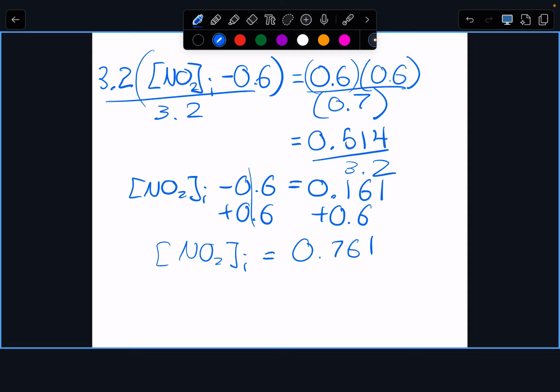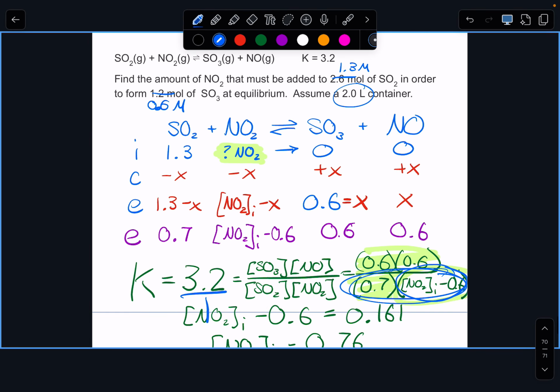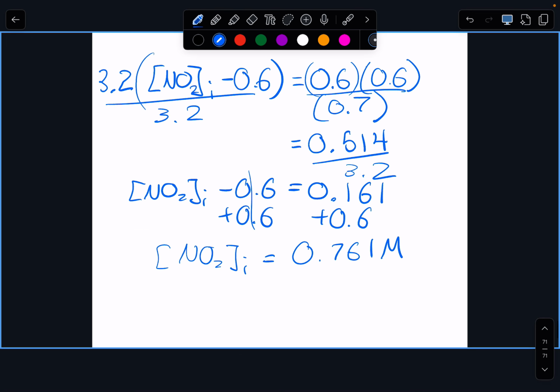But since it's 2 liters, would you multiply by 2? It says the amount. So if the amount was listed as moles, then yes, you would have to take this and say 2 liters times 0.671 molar per 1 liter and multiply it by 2. So I guess it just depends on how the question is asked, does it want the amount in moles or amount in molar? Or in grams or something.